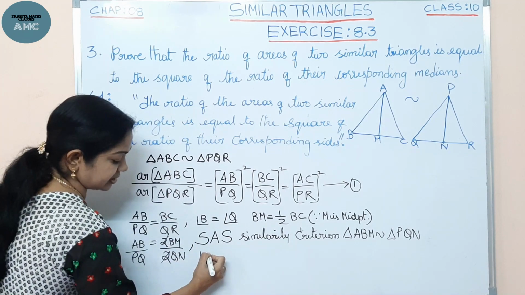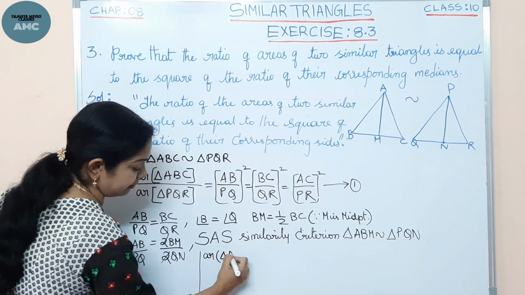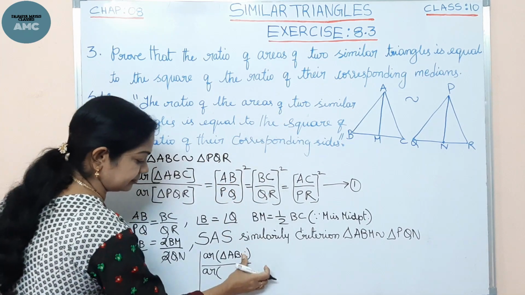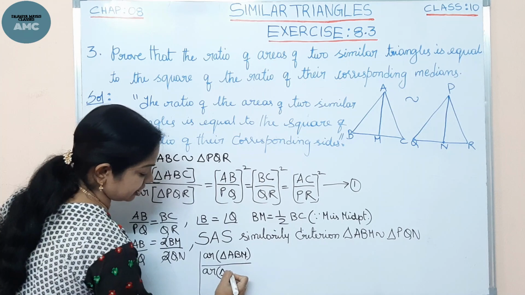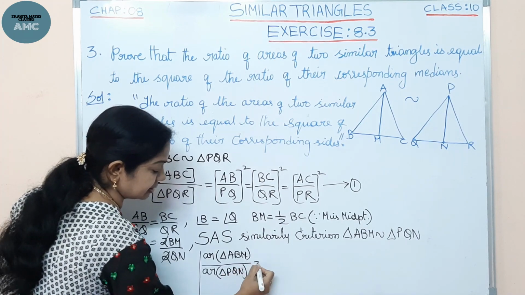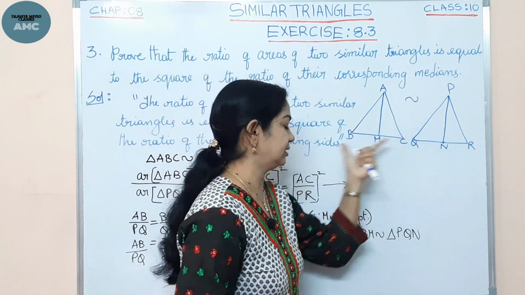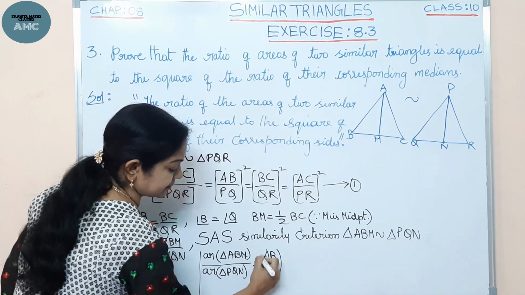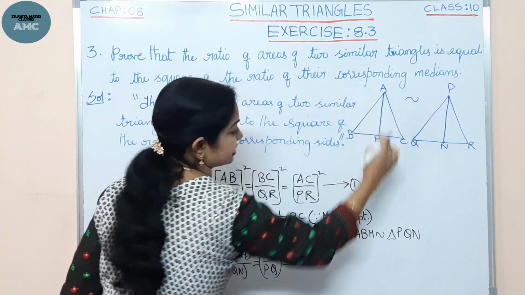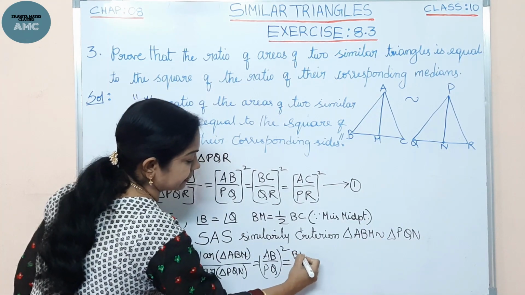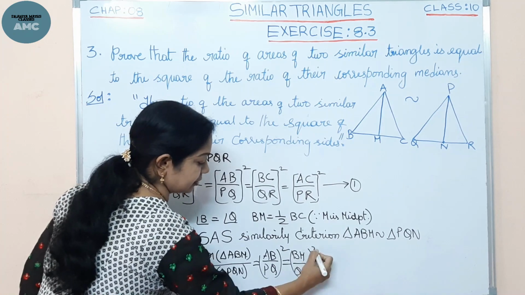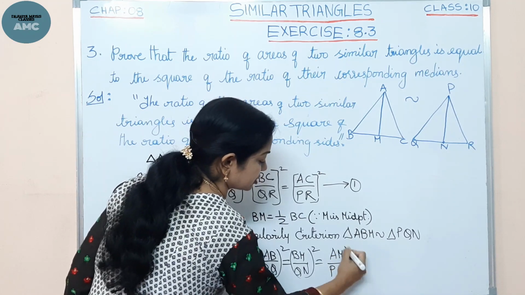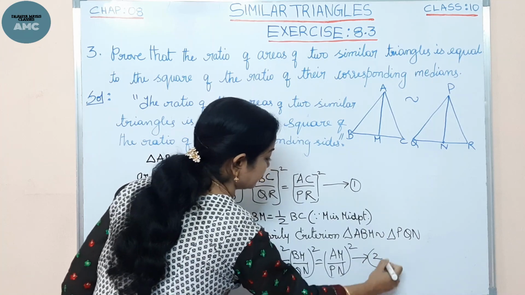According to the above theorem also, we can say the area of triangle ABM by the area of the triangle PQN is equal to the ratio of their corresponding sides: AB by PQ whole square, the second side BM by QN whole square, and the third side, the median itself, AM by PN whole square. Let me suppose this as equation 2.